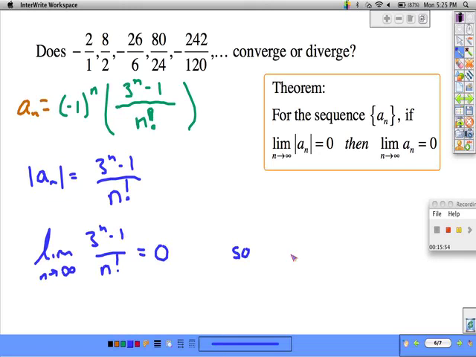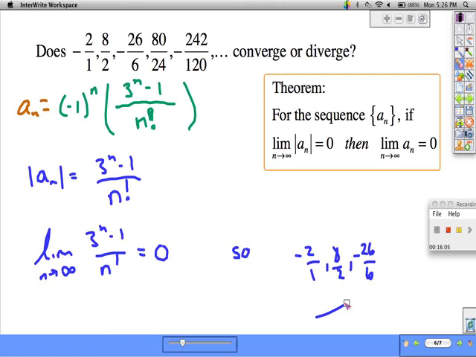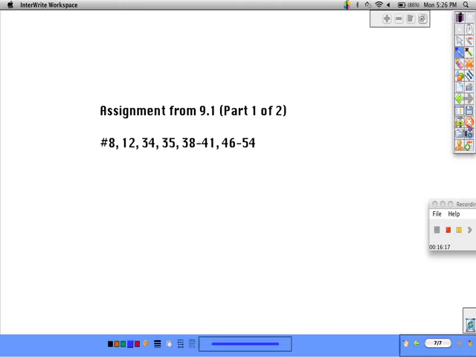So, negative 2 over 1, 8 halves, negative 26 over 6, converges. By this theorem that we have right here. Another useful thing that you should get to know. So here's the first assignment. We'll do the rest of 9-1 in the second portion of this.